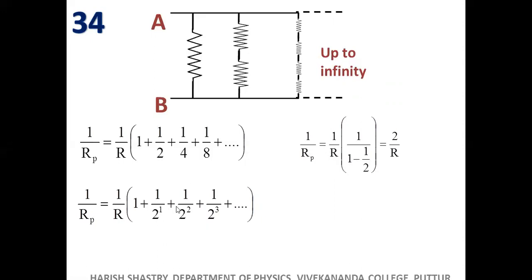The sum up to infinity formula is first term divided by 1 minus common ratio. The first term is 1, the common ratio is half, and 1 minus half is half. So this 2 comes to the numerator, giving 2 by R.